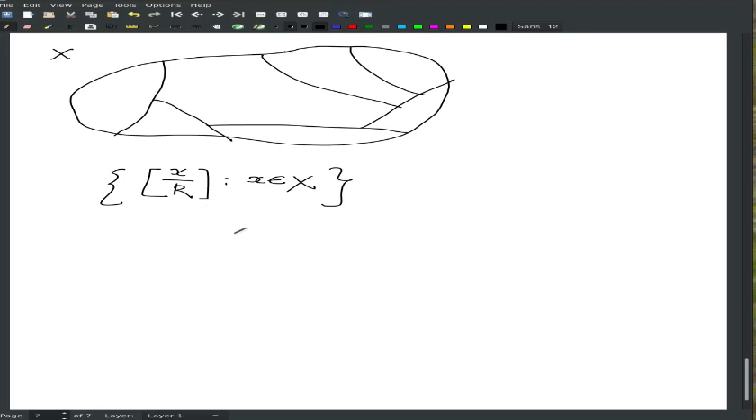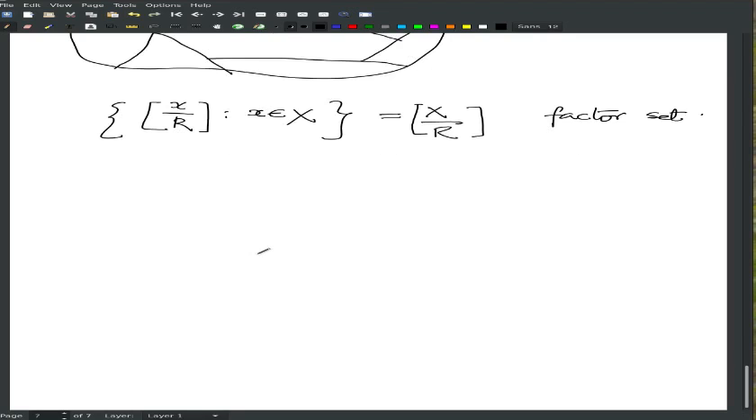Which is the partition or whatever, and this is often called the factor set or the quotient set. Why? Let's see. Let's look into some examples. Let's come back to that example of Z and R.